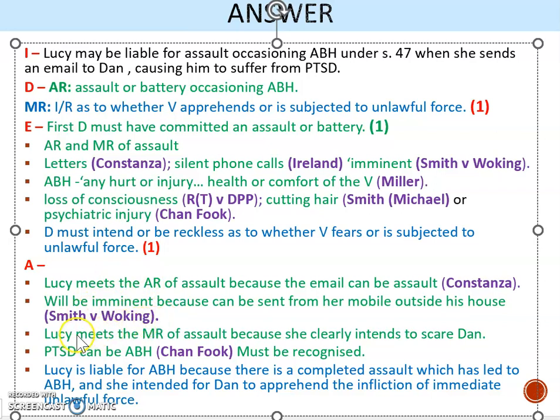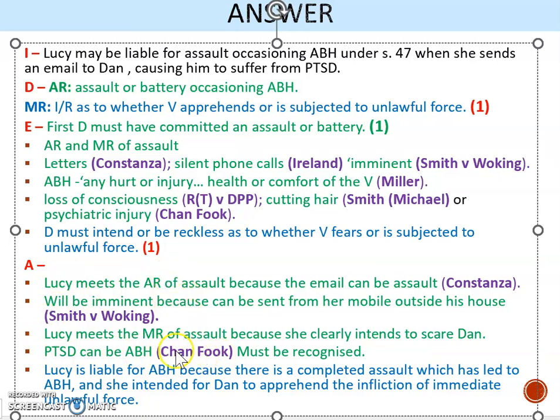We can say that Lucy also meets the mens rea of assault because she clearly intends to scare Dan. That's very apparent. The whole purpose of sending the threatening email was to scare him. PTSD can be ABH using Chan-Fook. Importantly, though, it must be recognised. So we need to be sure that this was diagnosed by a doctor. So we can see that Lucy's met the actus reus for ABH because there is an assault which has caused psychiatric harm, which is enough for ABH.